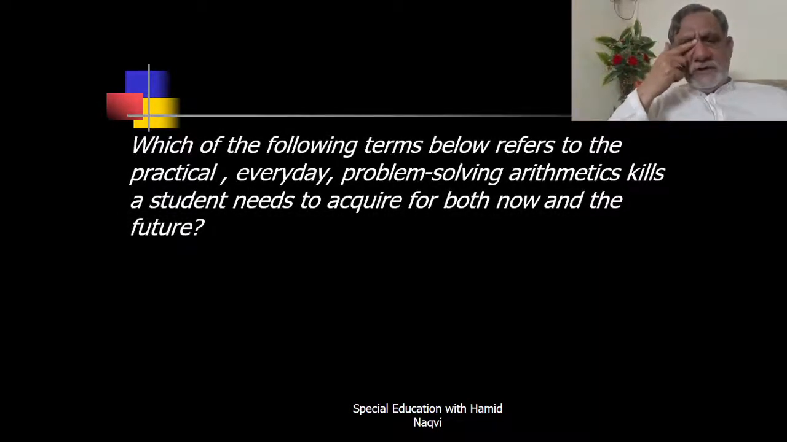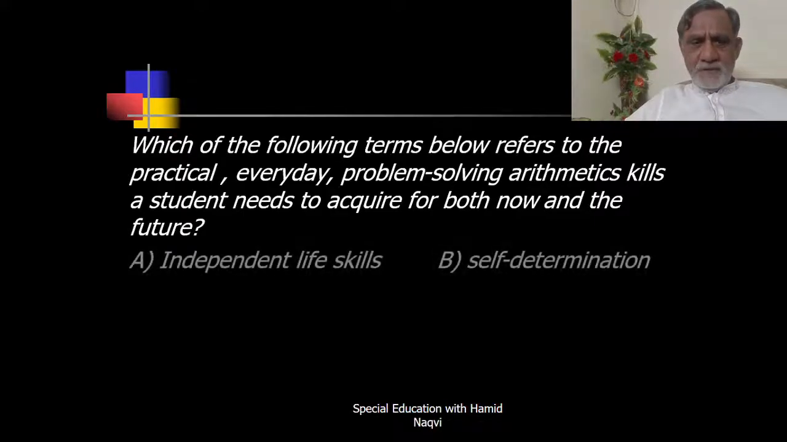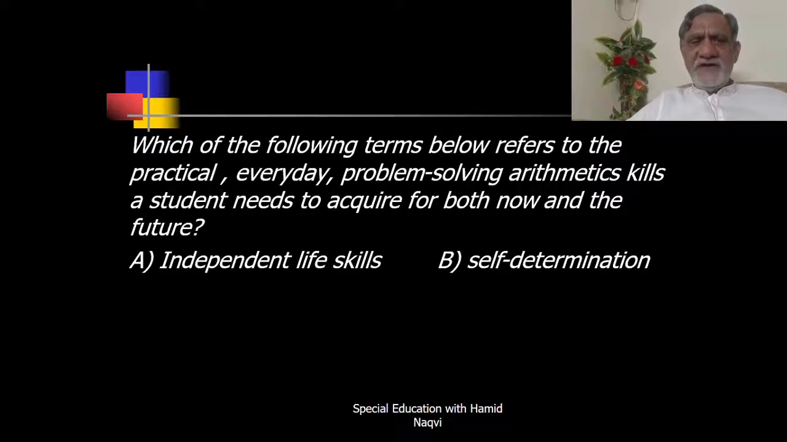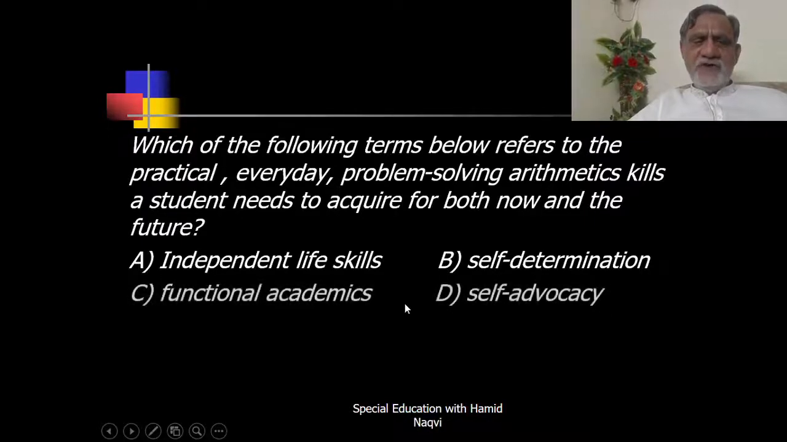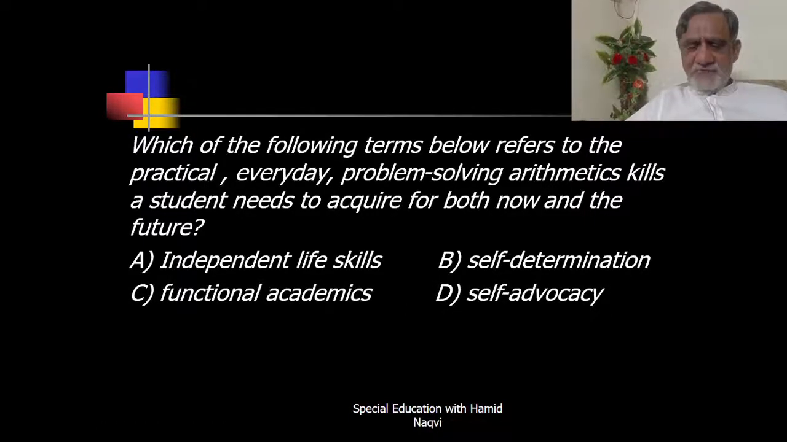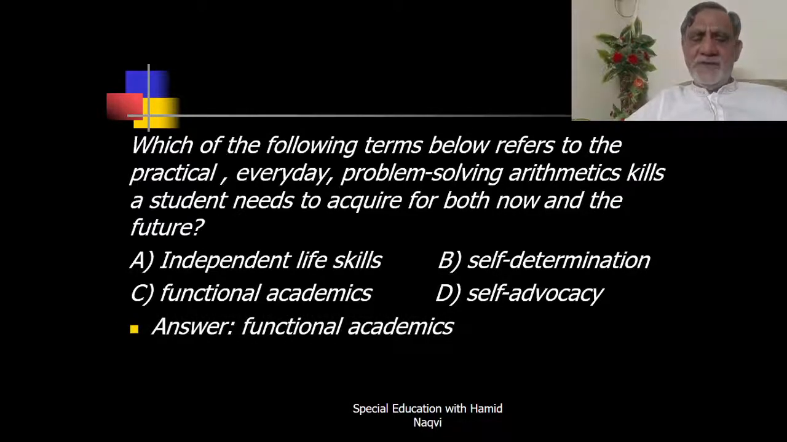Next is, which of the following terms below refers to the practical everyday problem solving arithmetic skills the student needs to acquire for both now and the future? Correction here. Which of the following terms below refers to the practical everyday problem solving arithmetic and skills a student needs to acquire for both now and the future? Independent life skills, self-determination, functional academics, or D, self-advocacy. Correct answer is functional academics.